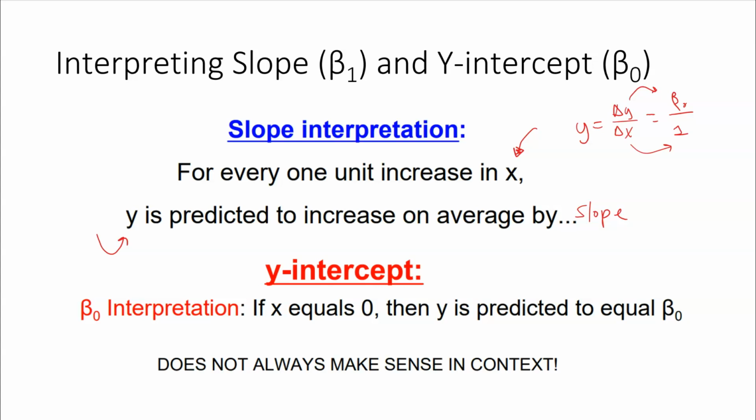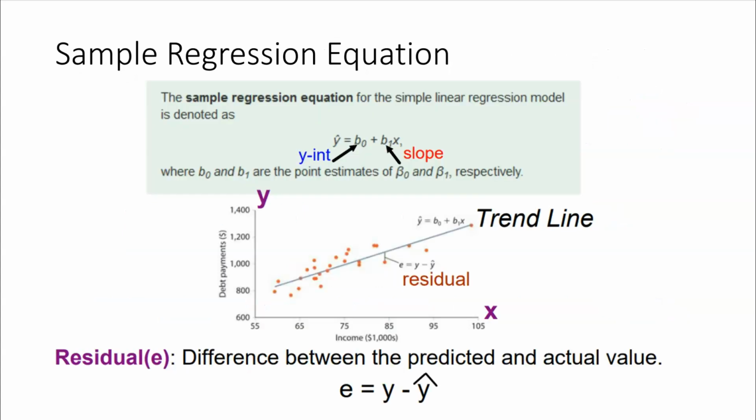And when we interpret our y-intercept, basically that's saying when x is 0. So whatever x is, there's none of it, then that's the value of y that can be predicted. It doesn't always make sense in context, but we try our best. So when we're talking about a sample regression equation, we're talking about y hat. Sometimes it's called a predictor equation, and we use lowercase b for those. That's the sample simple equation.